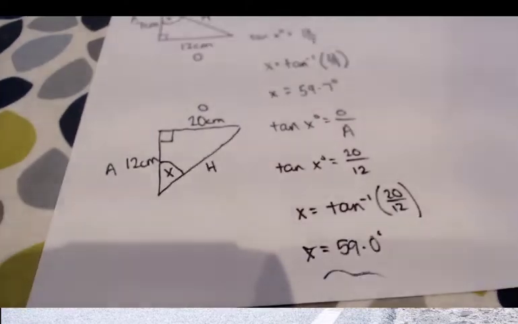Okay, so because we've hit the second function button already, we don't need to do it. It will just stay hit, and your tan minus 1 will be down here. Okay, so there's a couple of examples.